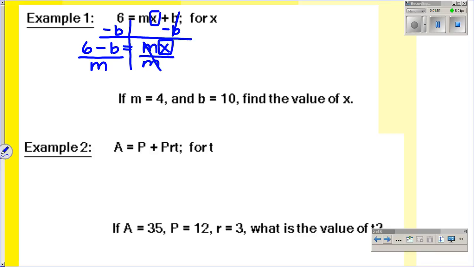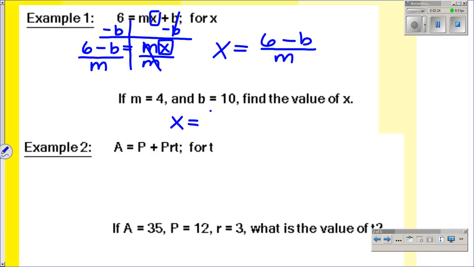I'm going to rewrite this with the x in front, so my equation would be x equals 6 minus b divided by m. Now this is going to help us when we're asked to find the value of x, because now we have the x value isolated. So if you notice in the next step, it says if m equals 4 and b equals 10, find the value of x. We're going to use our x equation that we've just created, and we're going to substitute the values in for the given variables.